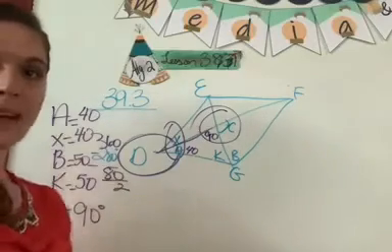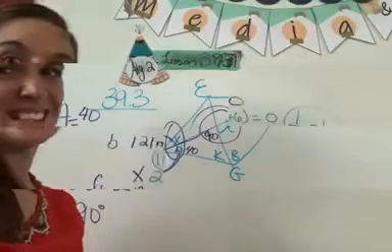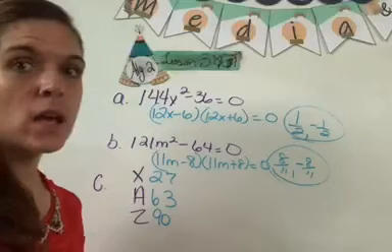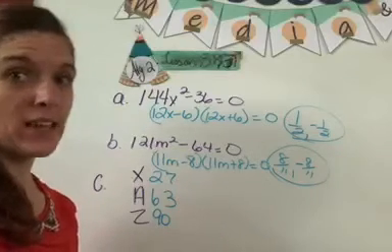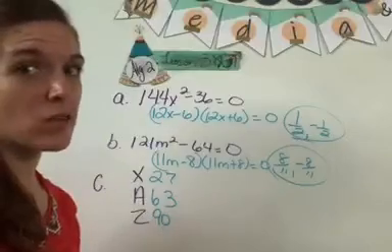Okay, go ahead and do your practice. Or watch it again in case you need to process it again. Okay, here we go. Letter A is 1/2 and -1/2. B is 8 over 11 and -8 over 11. And C is X is 27, A is 63, and Z is 90.